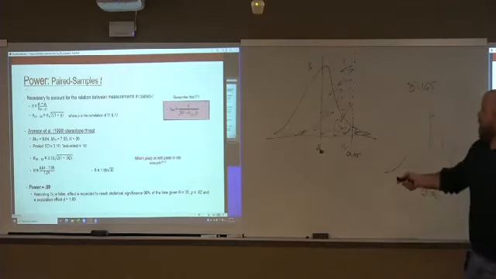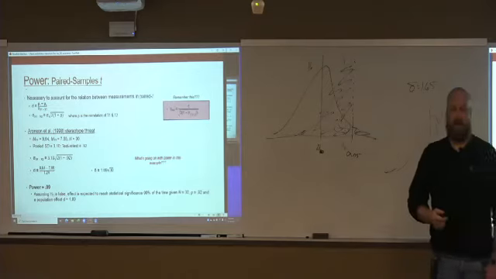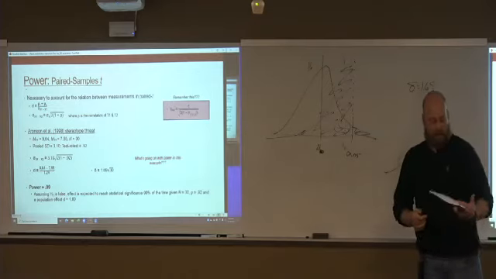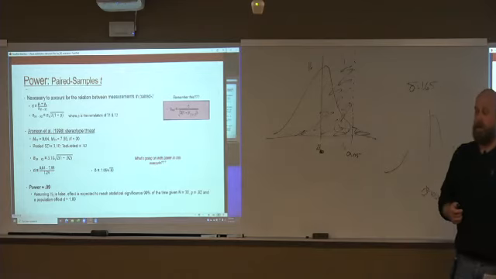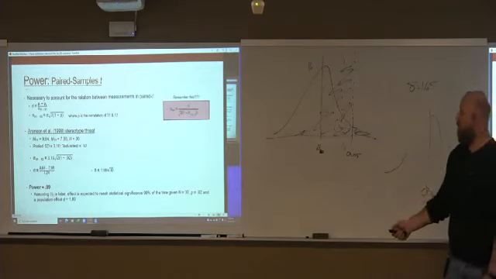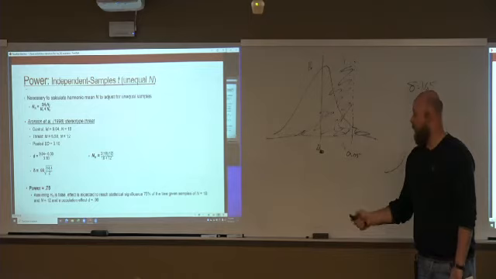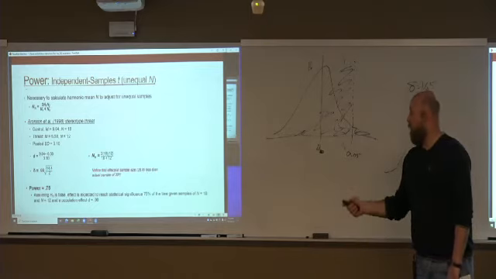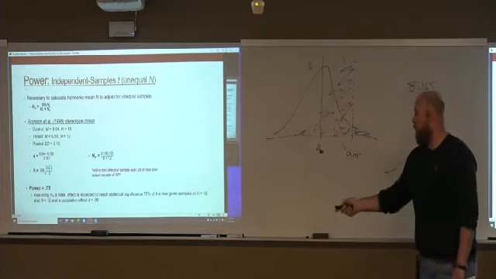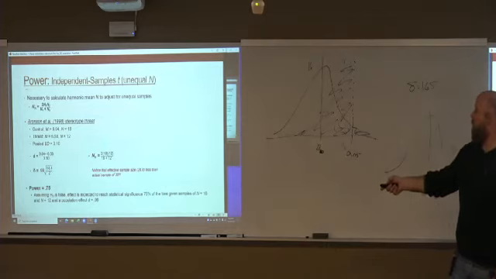Last question, what's going on with power in this sample, or within this example here? Remember that when we went through this Aronson example where we had 30 people, I got power of 0.75, right?